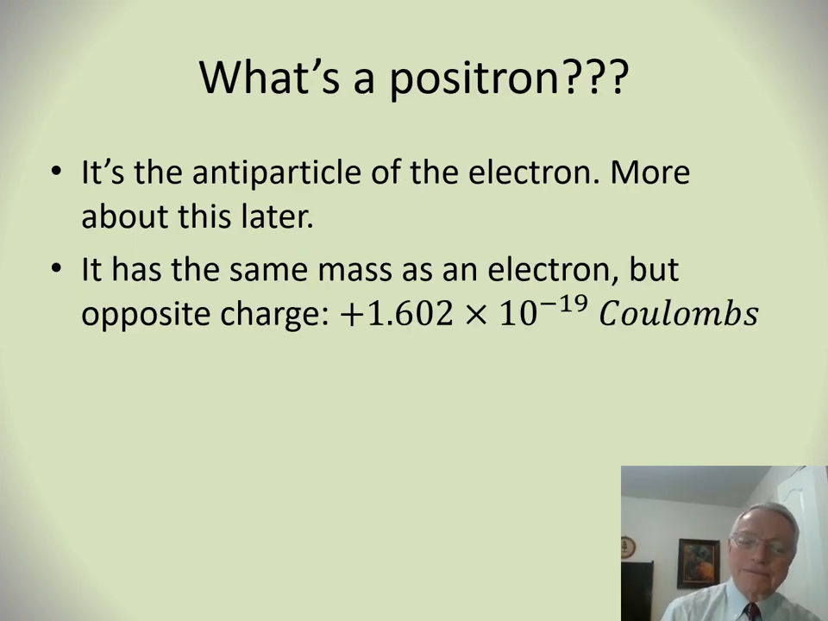Positron. Well, okay. What's a positron? A positron is the antiparticle of the electron. And we'll talk about antiparticles when we get to day 40. The positron has the same mass as an electron. In fact, it's spin a half, and it behaves just like an electron, except that it's positive instead of negative.